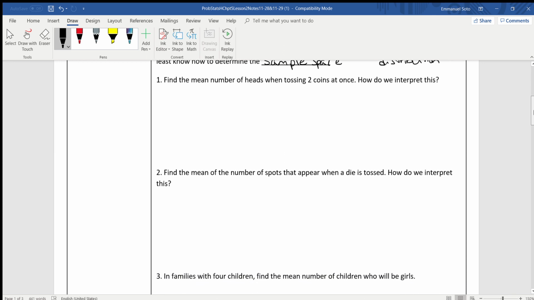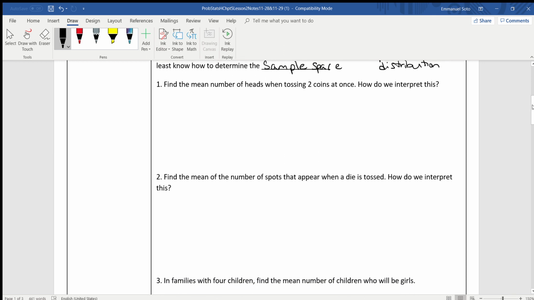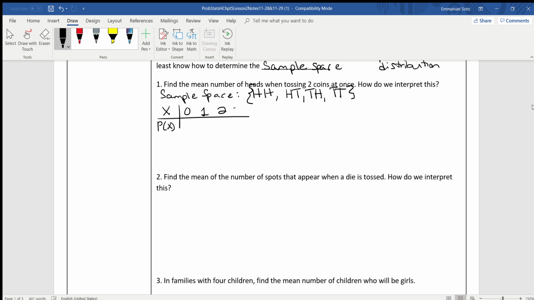All right, so what we're going to do is look at the mean number of heads when you toss 2 coins at once. So in order to do that, we need to look at the sample space for a 2-coin toss. So you can have both heads, heads-tails, tails-heads, or tails-tails, and that is your sample space. All right, so we're going to construct our probability distribution. So we can have 0 heads, 1, 2, and that's it. 0, 1, or 2, because we're only tossing 2 coins.